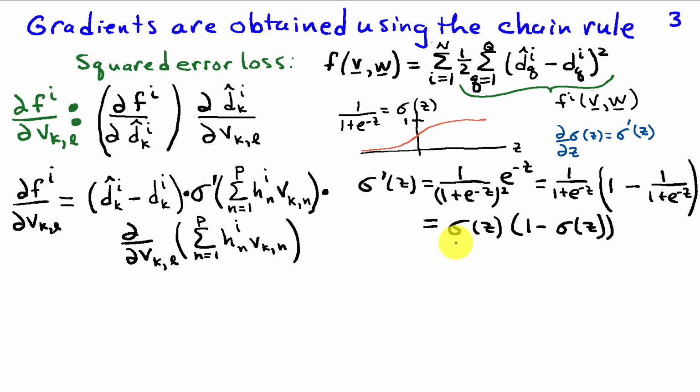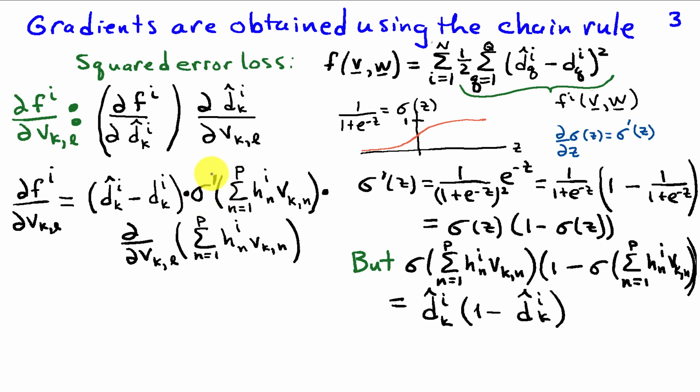Remember, sigma is the output of that particular node at that layer, so this is the output times 1 minus the output. Now in this particular case, we've got sigma prime of the sum n equals 1 to p of h_n^i v_kn. This is the input to the activation function for the kth predicted output label, d_ik hat. So sigma of this quantity times 1 minus sigma of that quantity is d_ik hat times 1 minus d_ik hat.